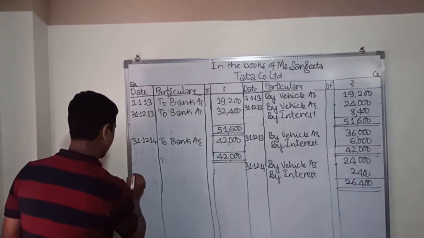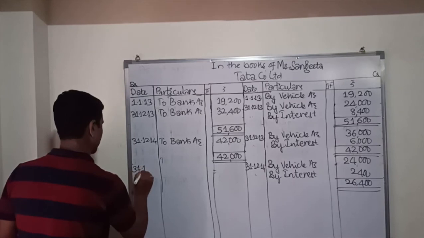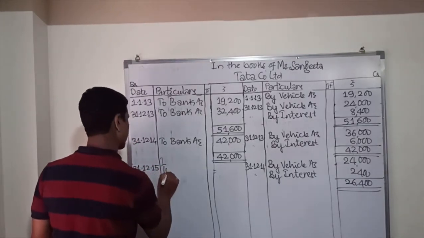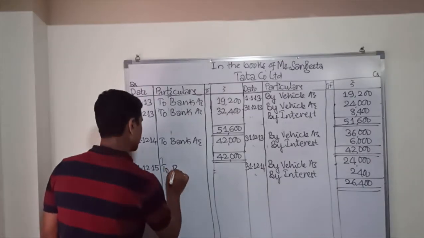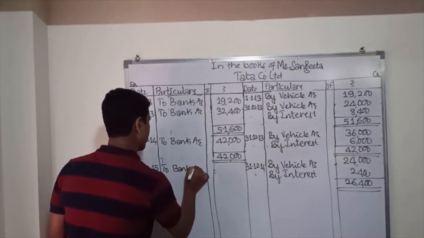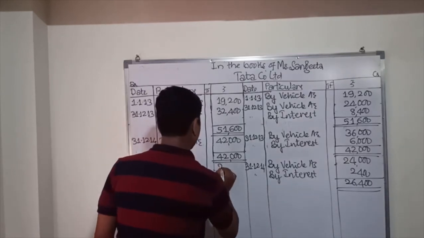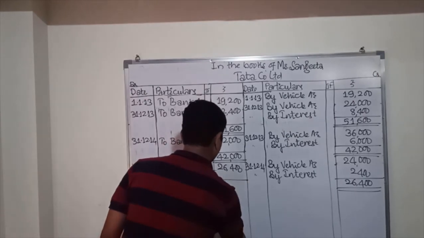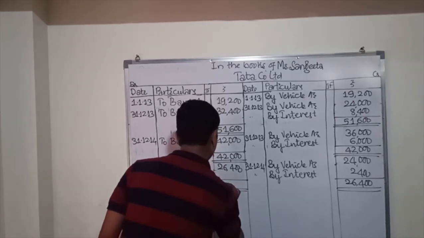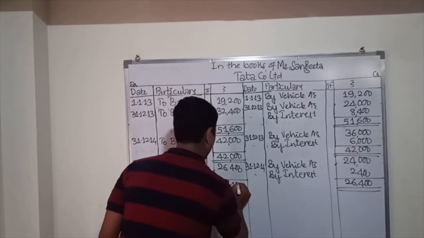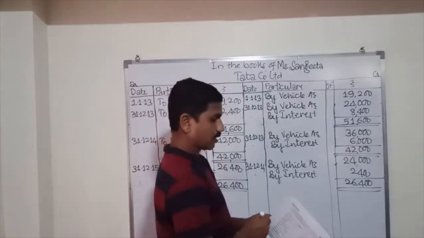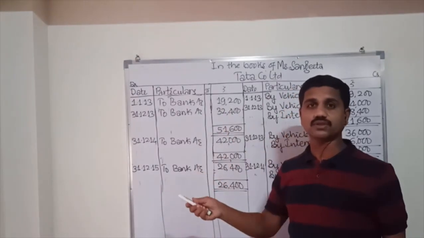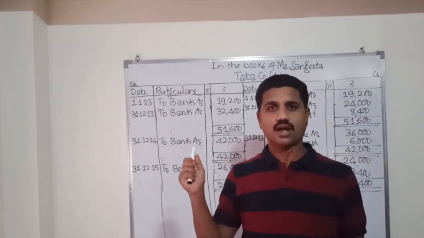Then when the final payment is made on 31st/12/2015, then the entry will be Tata Company Limited account debit to bank account. So this is the final settlement made by the hire purchaser. So now the asset will be transferred in the name of hire purchaser only. 26,400. So this is how the vehicle account and the hire vendors accounts are prepared in the books of hire purchaser.